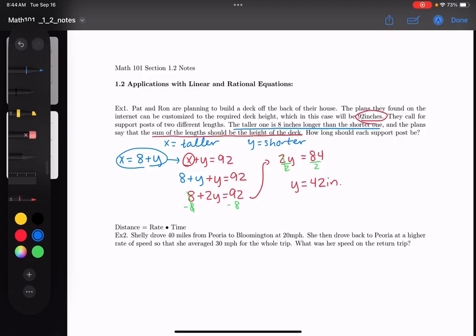Then to find my x, I'm going to use this equation again. So I know that x is equal to 8 plus y. Well, I just figured out y. So 8 plus 42. So this one's going to be 50 inches. And I'll go ahead and box these in.